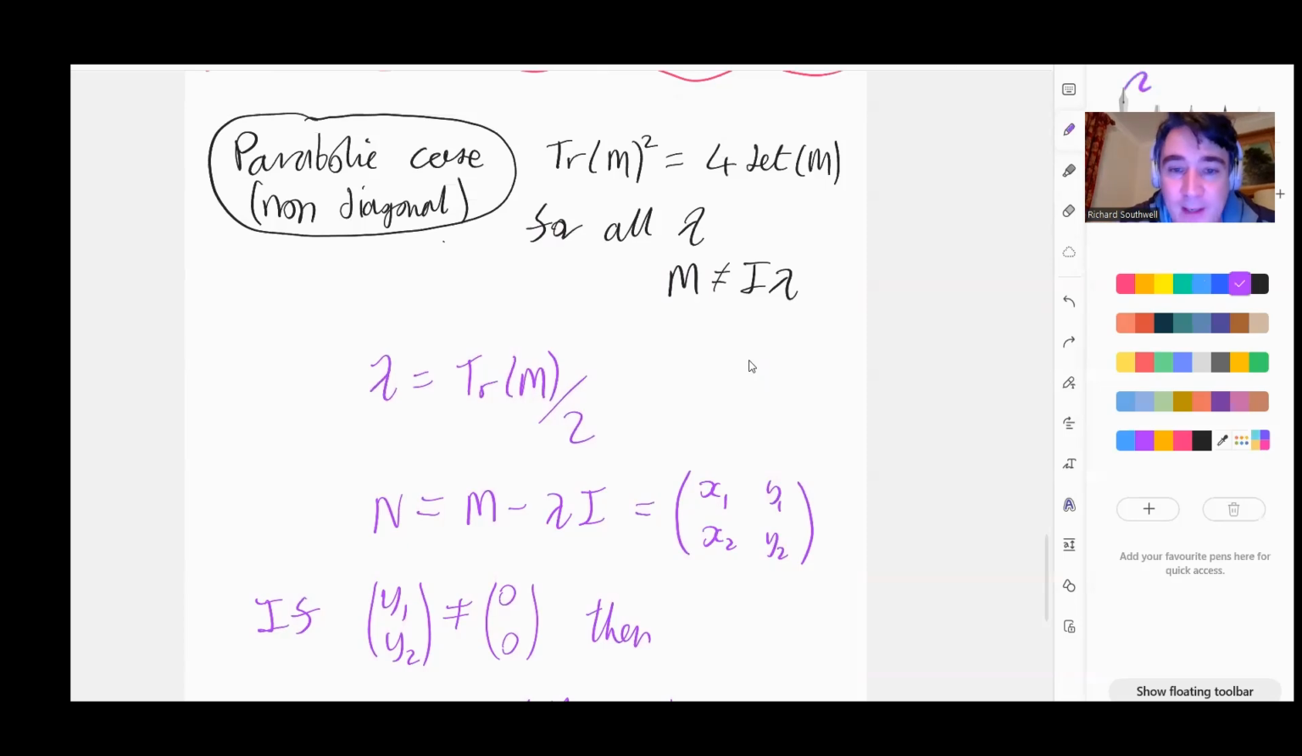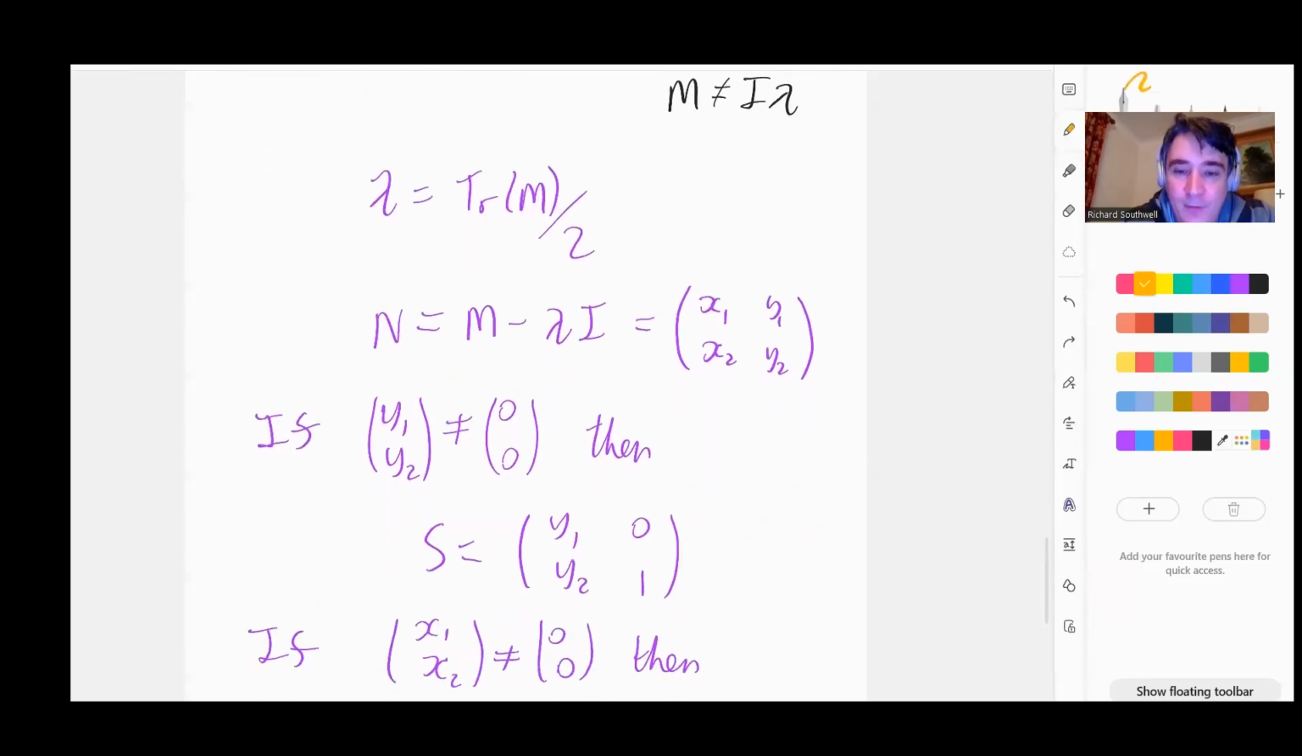But basically, if we go back to our equation which told us what our eigenvalues are, we find that there's just this one eigenvalue, which is half of the trace of our matrix. So now let's form this matrix M. It's just going to be our original matrix take away lambda times the identity. So it has columns like this. Let's imagine this is the form of M. And in fact, you can prove that at least one of these column vectors has to be non-zero.